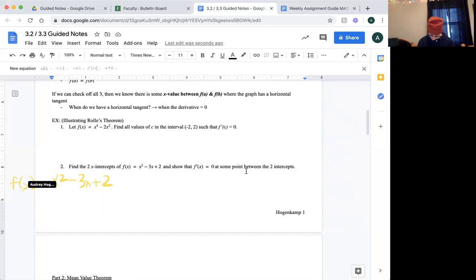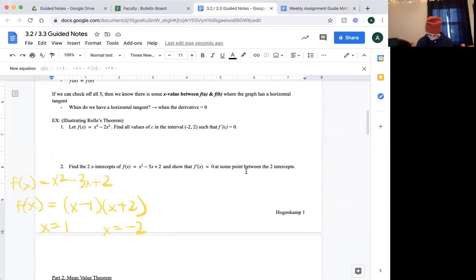When we factor that, we're going to get f of x is equal to x minus 1 times x plus 2. Set that equal to 0. We're going to get x equals 1 and x equals -2 for the x-intercepts. So the first part of this problem was to find the two x-intercepts, which we have done.